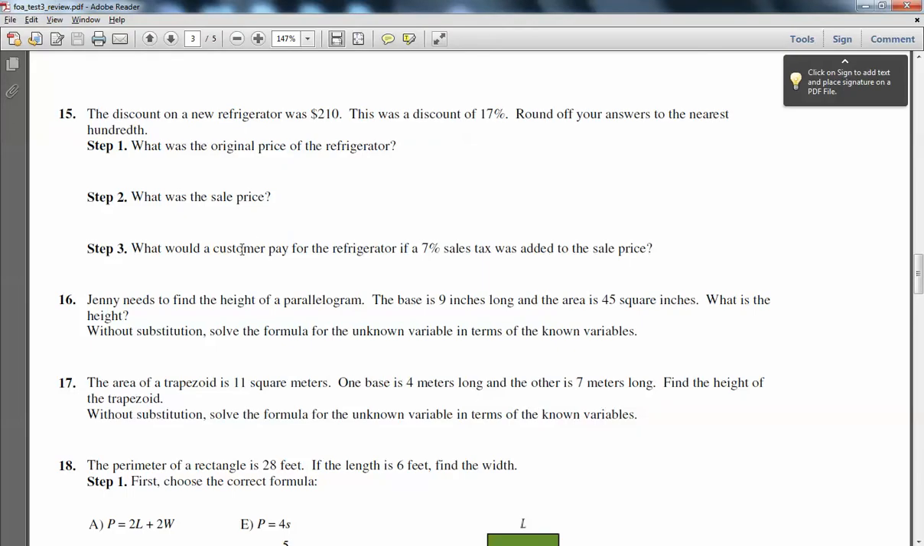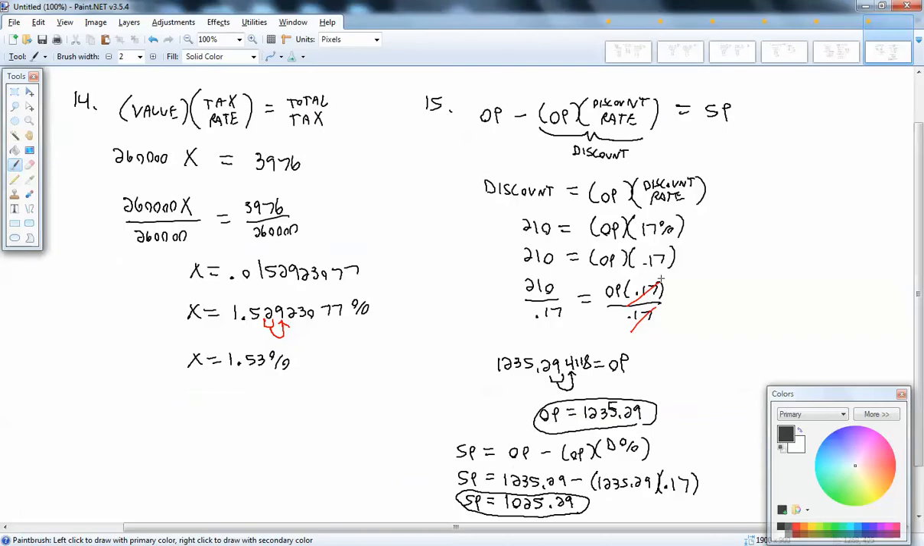Okay, what's C say? What would a customer pay for a refrigerator if 7% sales tax was added to the sale price? Added to the sale price. Okay, so this is part C up here. We've got our sale price plus sale price times our tax rate, which is 7%. So we're going to have 1,025.29 plus 1,025.29 times 0.07.